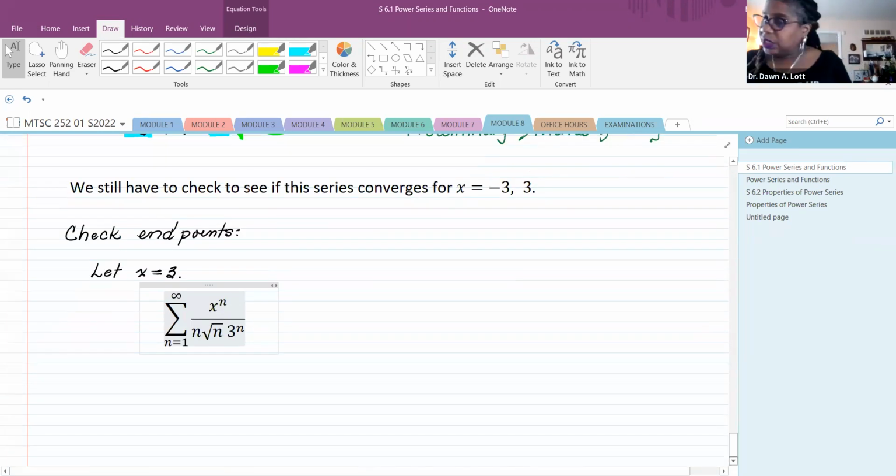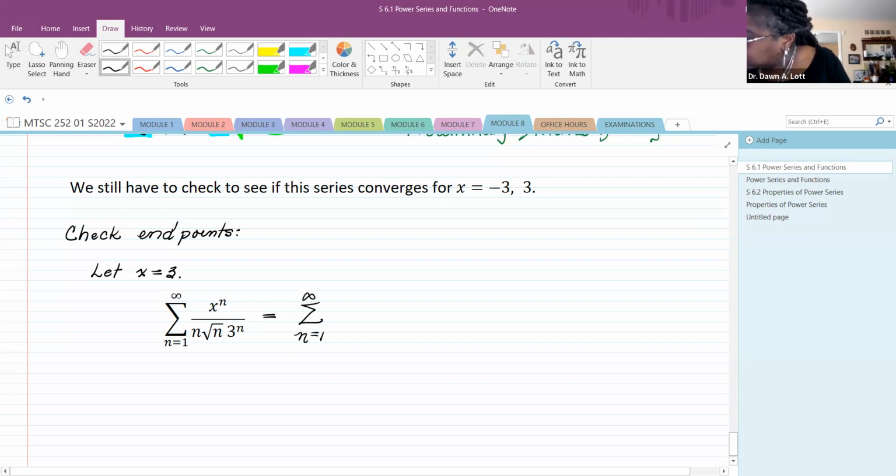When x is equal to 3, this looks like the summation n equals 1 to infinity of 3 to the n divided by n times the square root of n times 3 to the n. And how nice it is that the 3 to the n divide out. So this is the sum, n equals 1 to infinity, with a 1 in the numerator. And I have n times the square root of n, so that becomes n to the 3/2.